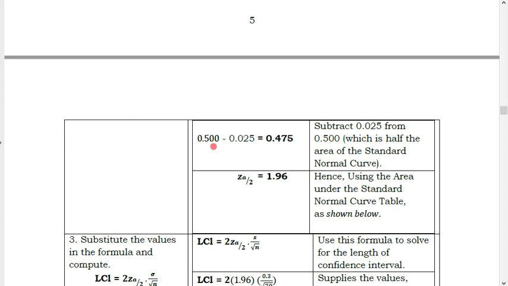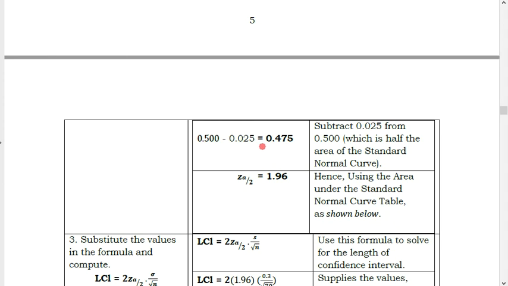Okay? So, after that, subtract natin 0.025 kasi yung curve natin ay half lang ng curve. We all know that area under the curve is equal to 1. And if we cut it in half, magiging 0.5 na lang siya, kasi 1 divided by 2 is 0.5. So, 0.5 minus 0.025. Ito yung dulo ng isang tail. So, we have 0.475.